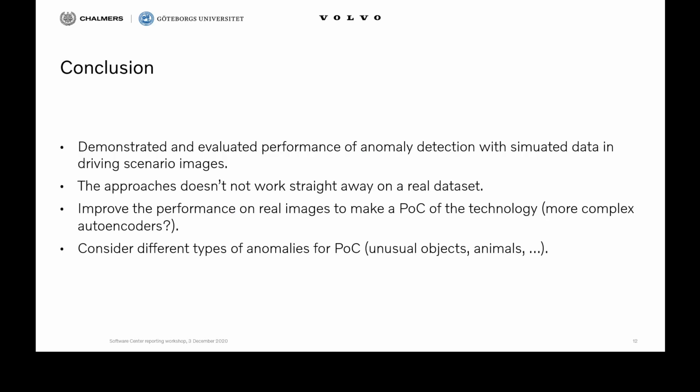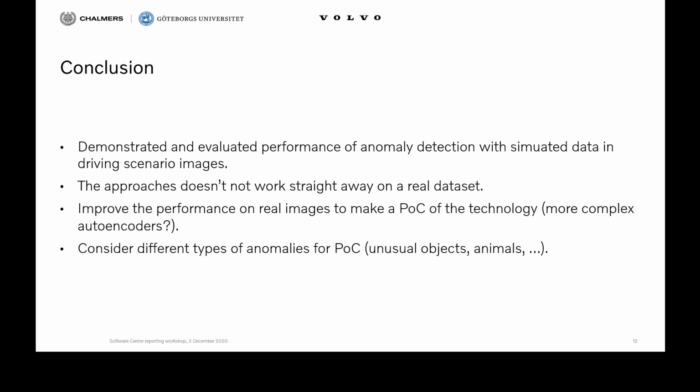So to conclude, we have demonstrated and evaluated the performance of anomaly detection in driving scenario images with simulated data using the autoencoders approach. We showed how we can calculate anomaly scores. We showed how we can estimate the performance of anomaly detection with these calculated anomaly scores. Then we moved further to using real data and experimented with real data sets. And the straightforward approach doesn't work out of the box, like we expected, of course. Without retraining, it shows very bad results. With some kind of retraining, the same autoencoder shows slightly better results for one of the approaches.